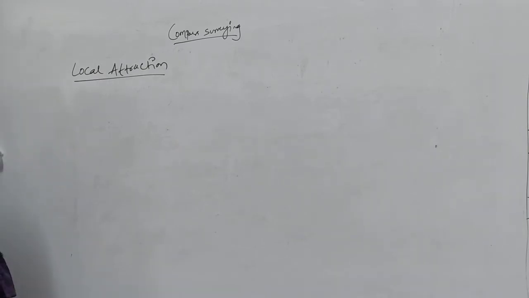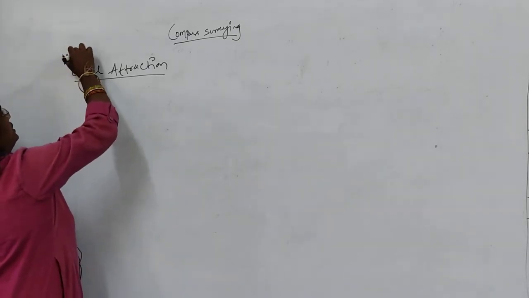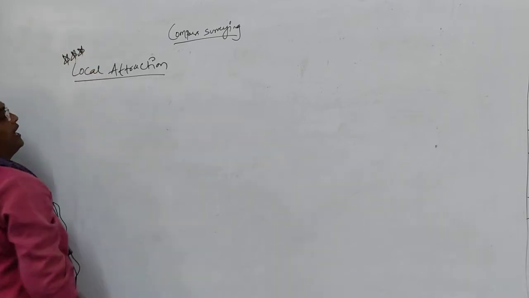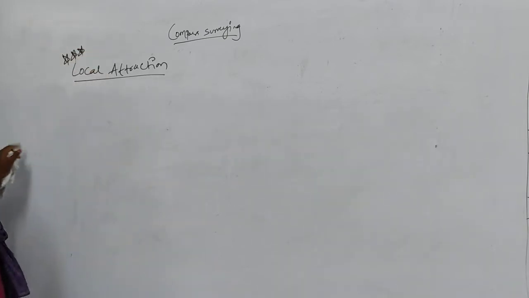In this we will be having different types of problems that we have to solve. The 7 marks direct question will be coming from the topic local attraction. So please pay attention to this topic, and I have already marked it as important.